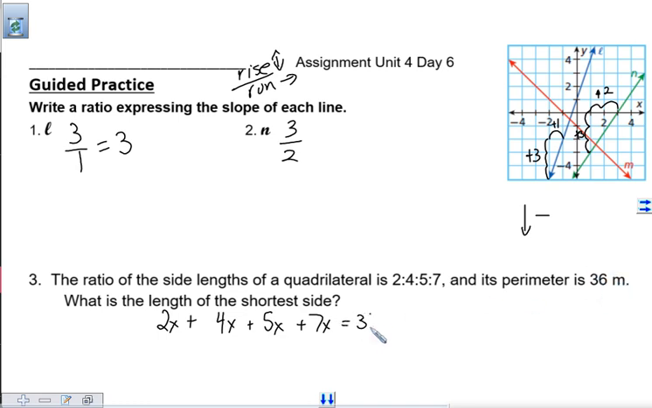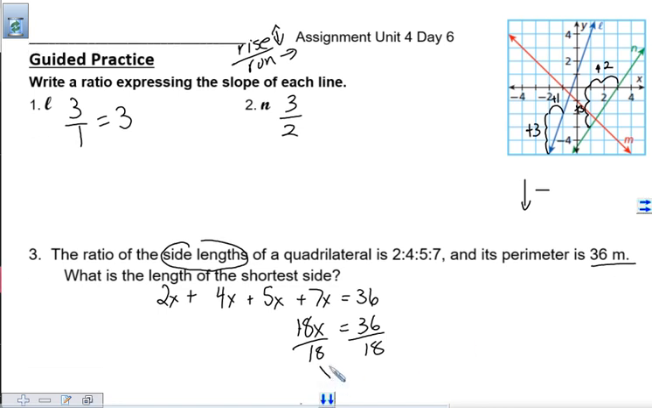Not dealing with angles this time. We're dealing with side lengths, and we were given the perimeter. So we are setting it equal to 36. When we add all these together, what do we get? 18x. So 18x equals 36. Divide by 18. And what does x equal? 2.